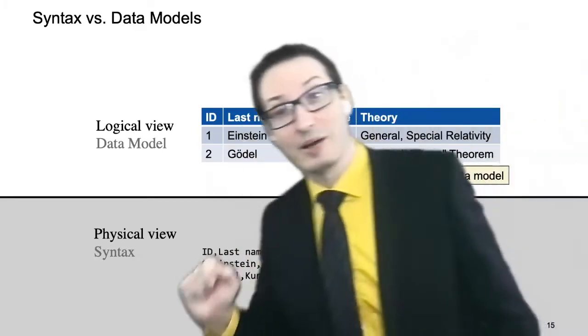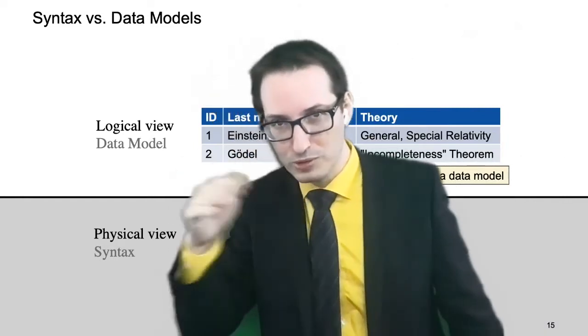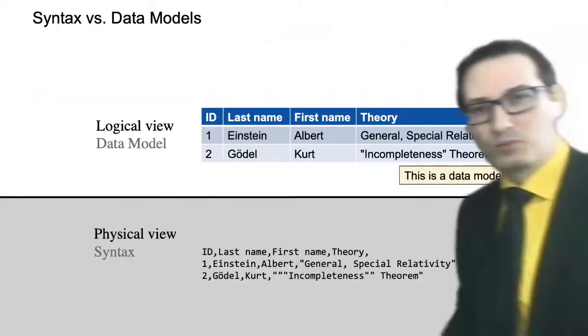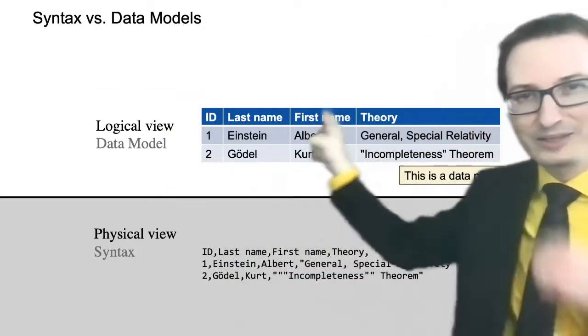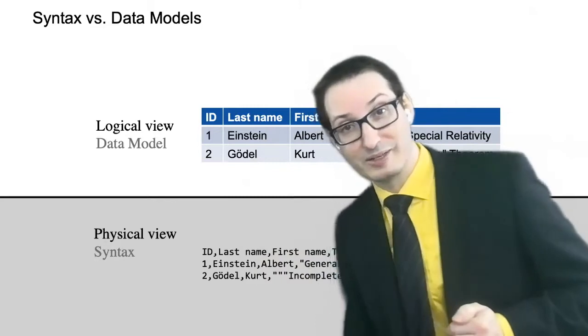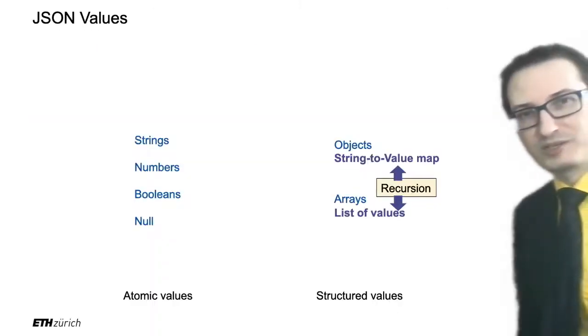This is in fact a data model. It's a data model with the rows, the columns, and so on and so on. Well, we are going to now do the same thing with JSON and XML. We are going to find a logical view like this to represent JSON and XML data. All right, so let's start with JSON.